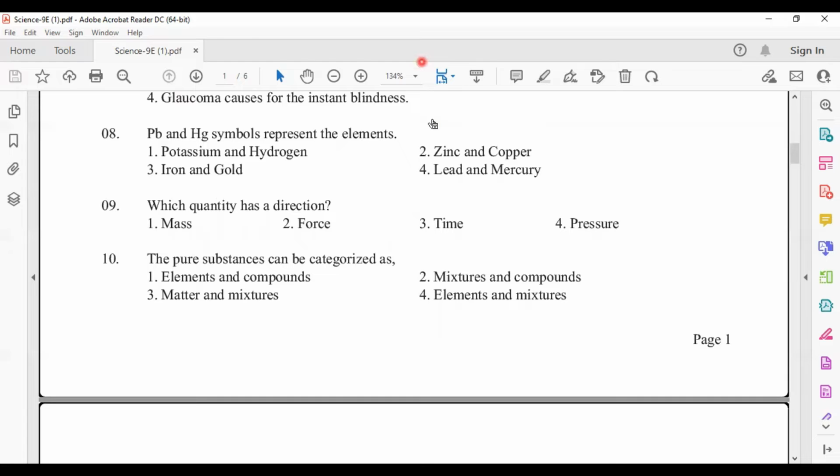Question number 8. Pb and Hg symbols represent the elements lead and mercury. Answer number 4. Which quantity has a direction? Vector quantities have magnitude and direction. Force is the vector quantity here. Answer number 2. 10th one, the pure substances can be categorized as elements and compounds. Answer number 1.